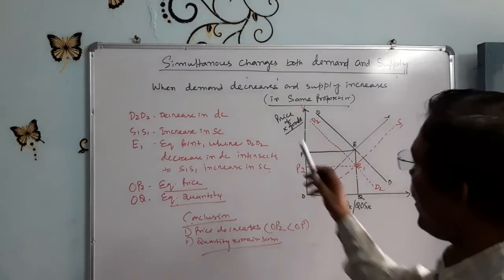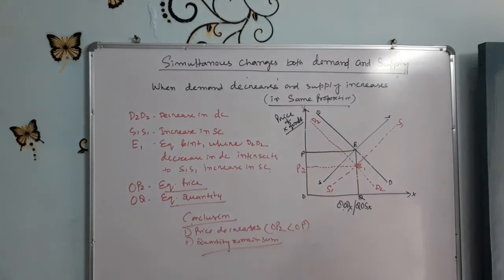So when demand decreases and supply increases in the same proportions, price decreases and quantity remains same.